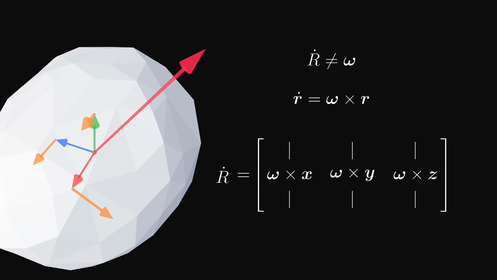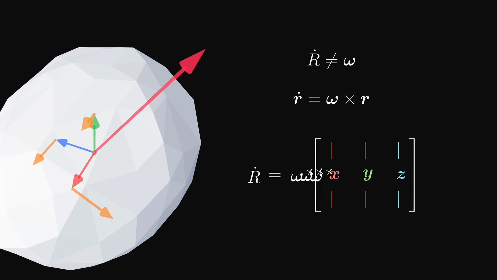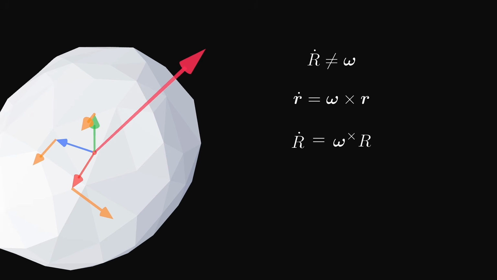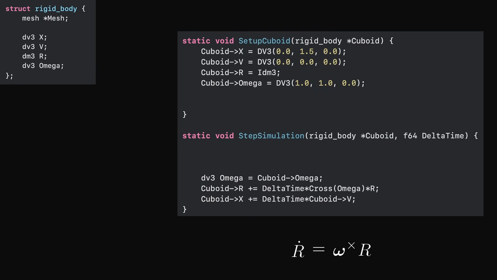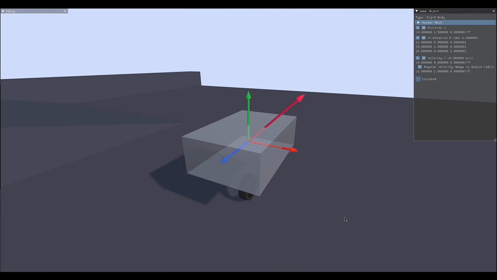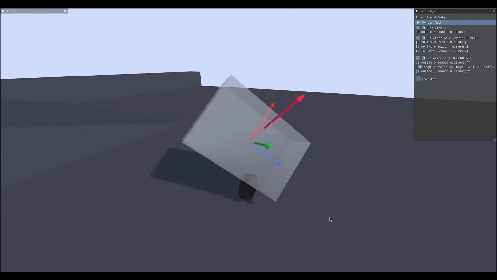To make this formula a bit more compact, we can factor the cross products out using the cross product matrix, denoted by the superscript cross. Finally, R appears again. We are now ready to make the rigid body rotate. Similar to the linear case, omega cross times R is multiplied with delta time and added to the rotation. The computation of the cross product matrix can be implemented like here, for example. As you can see, the rigid body rotates around omega.